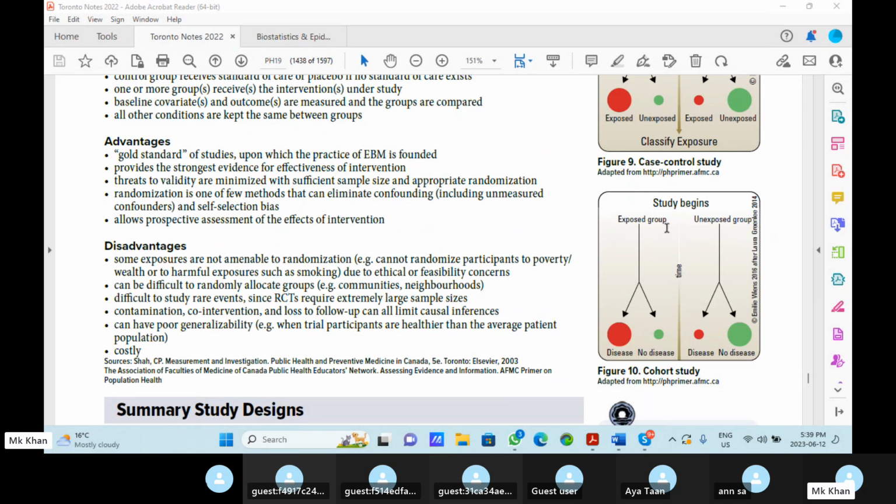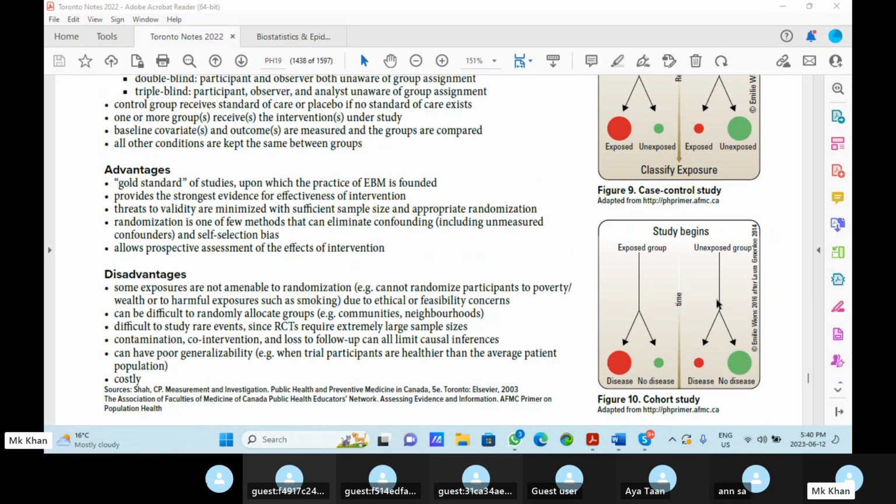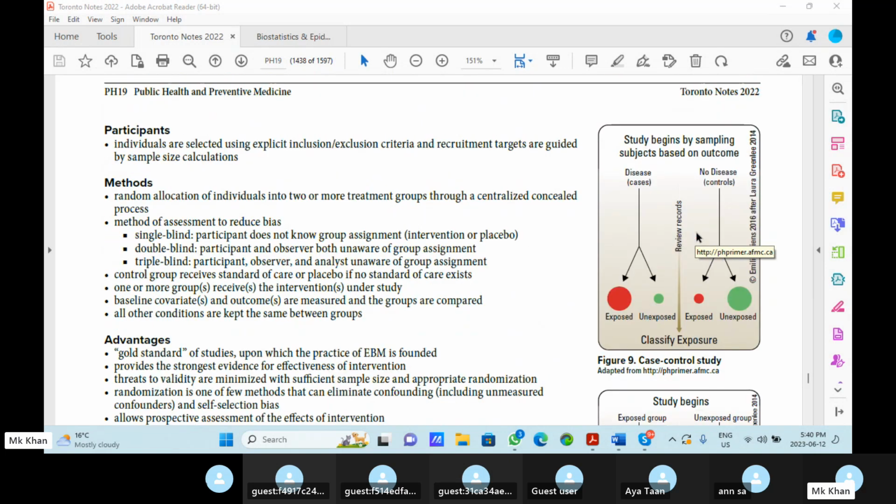So study begins exposed, unexposed, because in the cohort study we are following a group of cohort and then seeing if the disease is present or not. So with time we see the exposed ones get the disease and the not exposed don't get the disease. So cohort and case control are kind of opposite to each other.